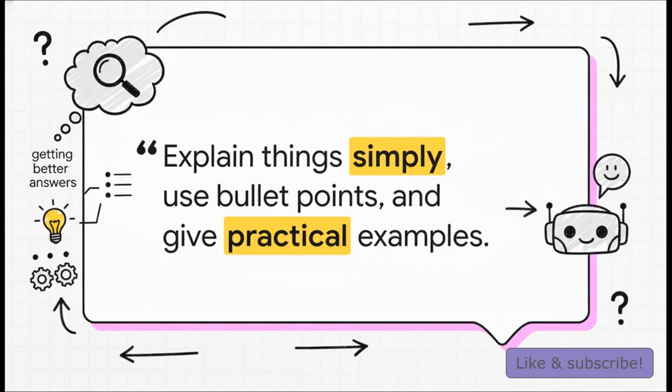Now this is a perfect example of a really strong instruction. See how clear it is? It's short, it's specific, and it combines a few commands. Explain simply. Check. Use bullet points. Check. Give practical examples. Double check. This is exactly the kind of direct, powerful instruction that gets you fantastic results.